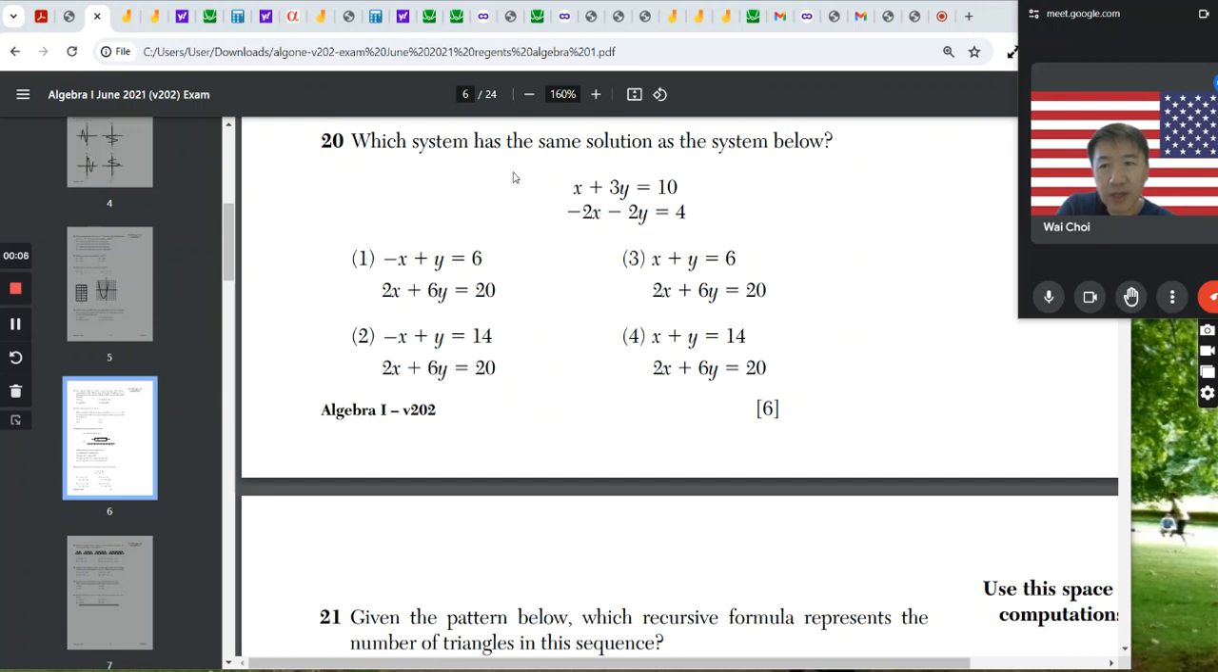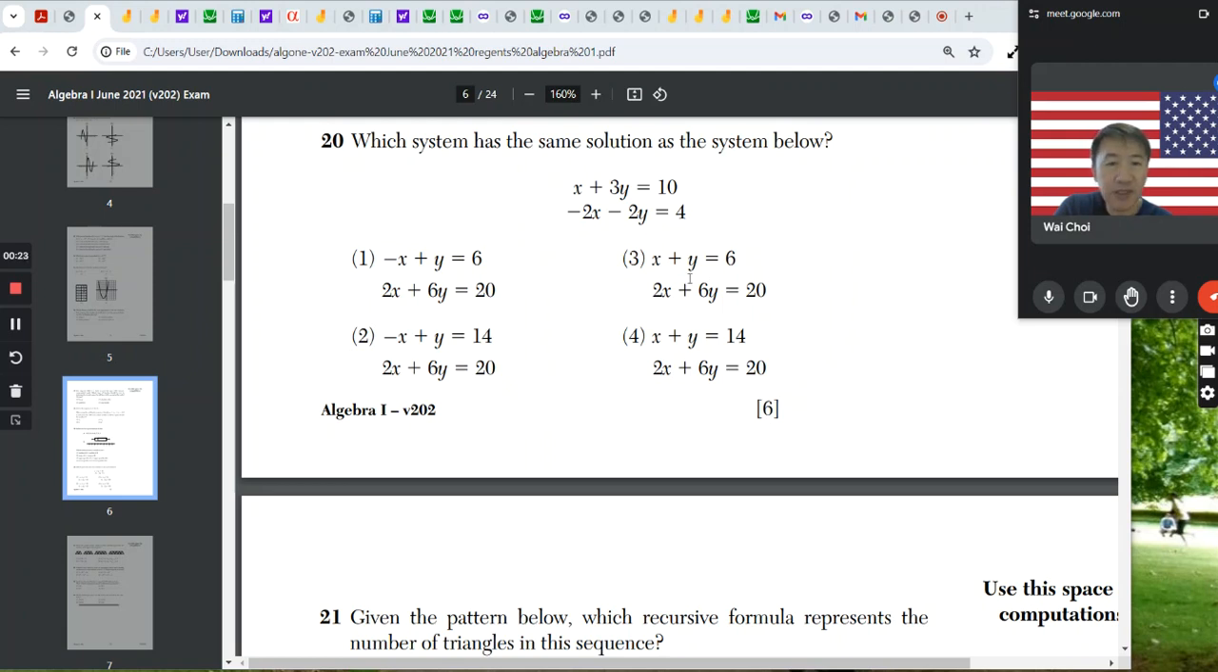Which system has the same solution as the system below? So this is a system with linear equations: x plus 3y equals 10, negative 2x minus 2y equals 4, right?